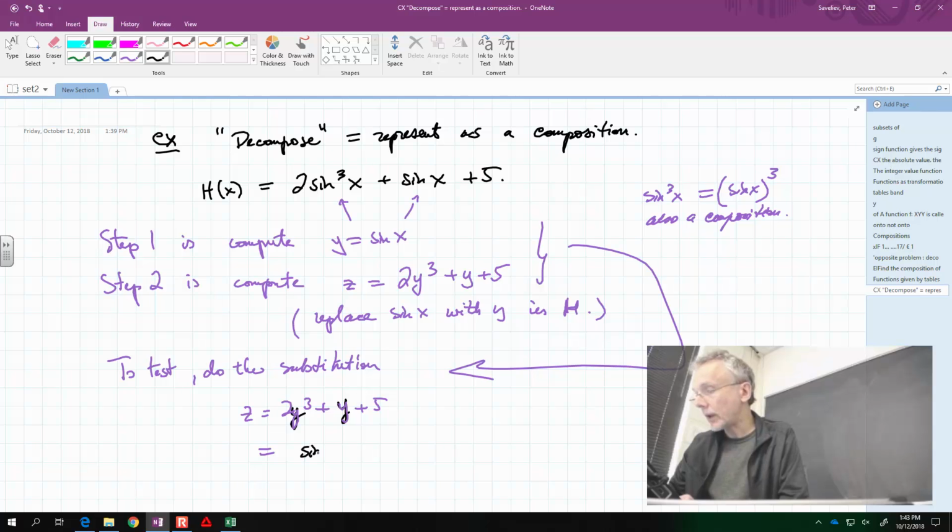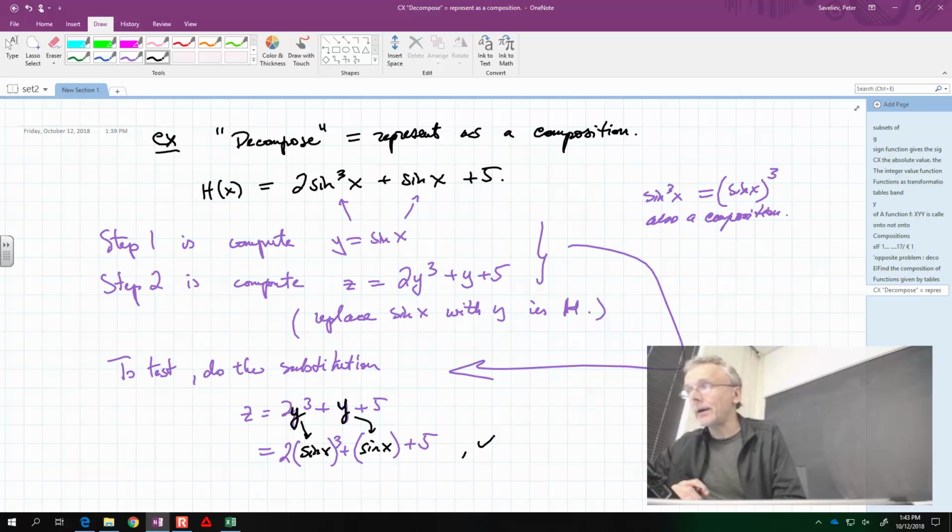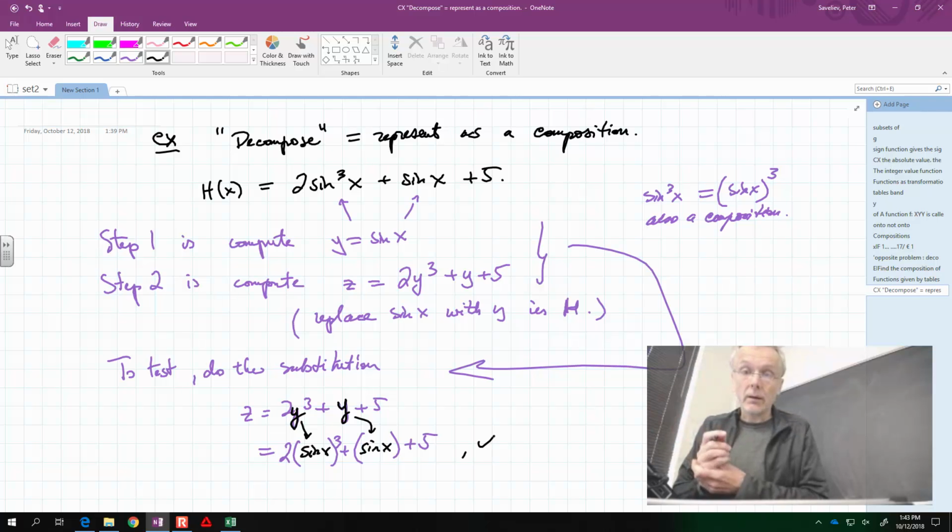Okay, so we have sine x here, sine x there. And then what it's surrounded by is 2y cubed plus y plus 5. Okay, so that's my substitution, and indeed that checks out. We end up with the same expression as the original. Okay, so this is how composition works out.